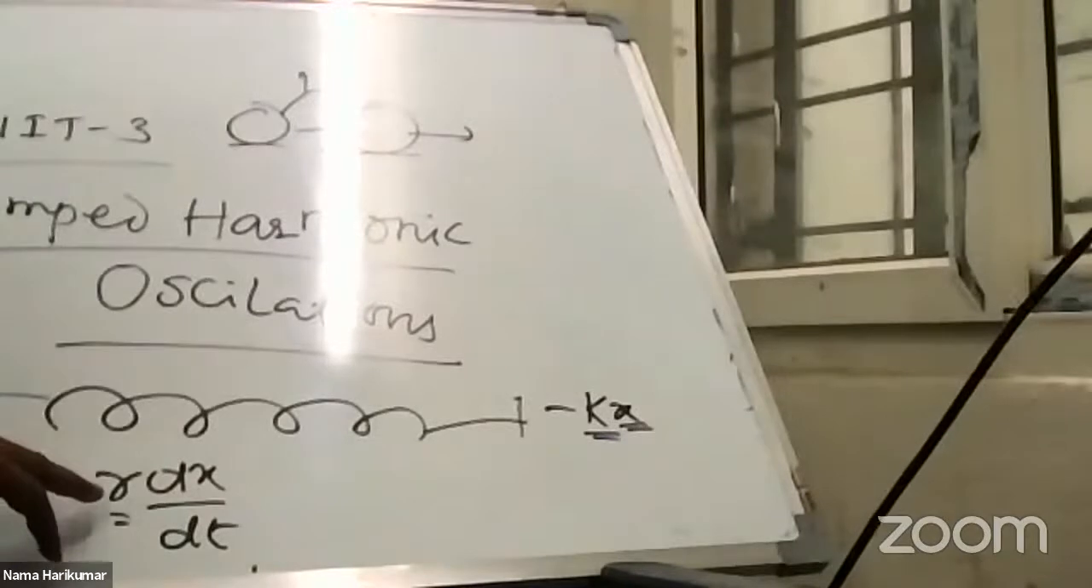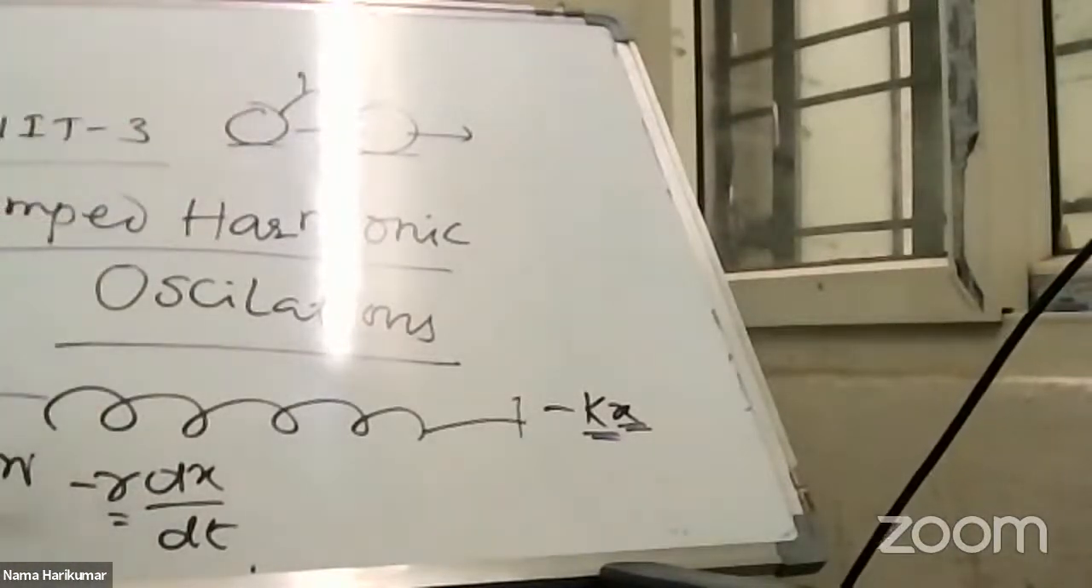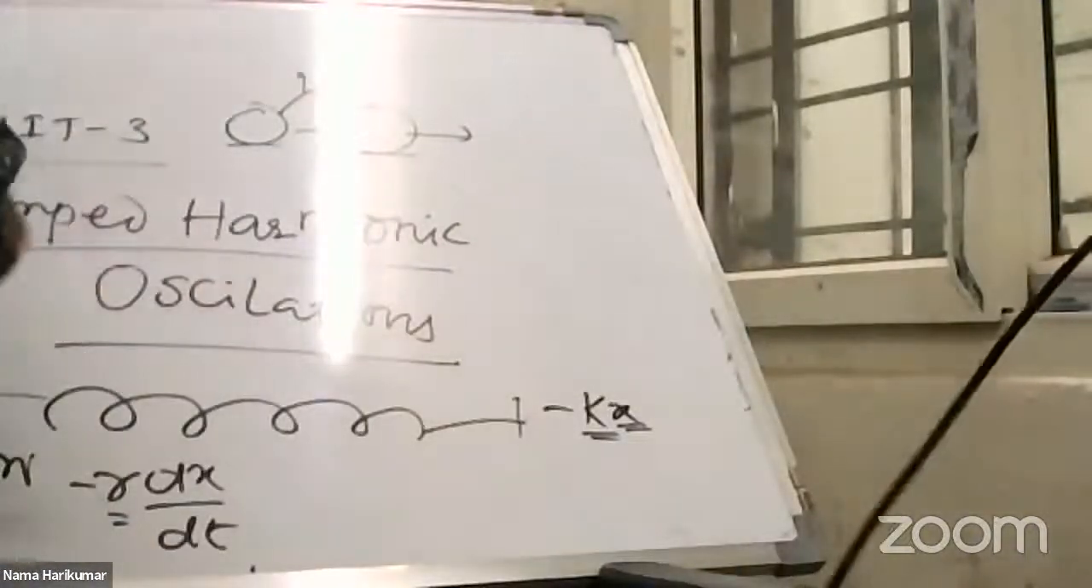So that's why we have to write the minus of r dx by dt. Is all of it clear? Yes, very good. Okay, so first of all we have to write the equation of damped oscillation. First we apply the force on the spring or body.